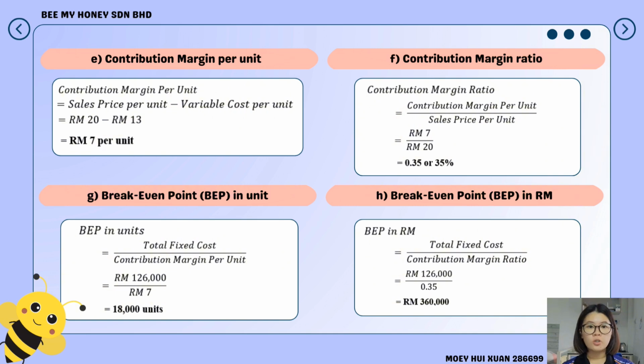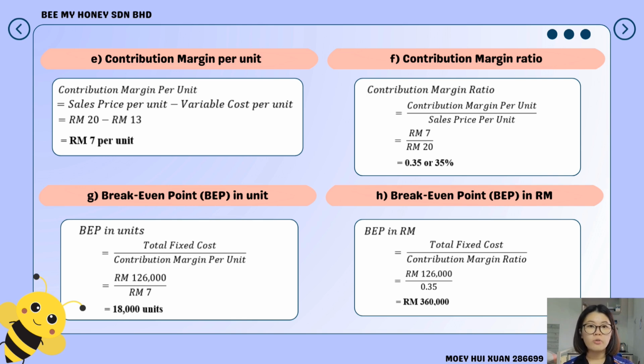The following calculation is contribution margin per unit. The formula is to take the sales price per unit, which is 20 ringgit, minus the variable cost per unit at 13 ringgit, and the contribution margin per unit is equal to 7 ringgit. When we get the contribution margin per unit, we can calculate the contribution margin ratio, which is the contribution margin per unit divided by the sales price. So it is equal to 0.35 or 35%.